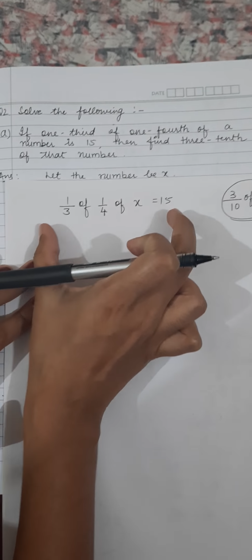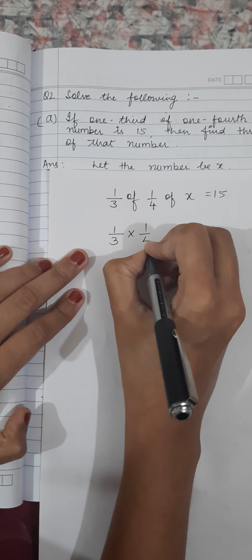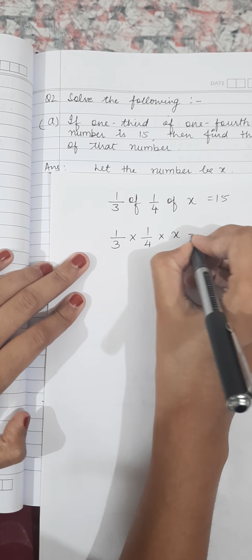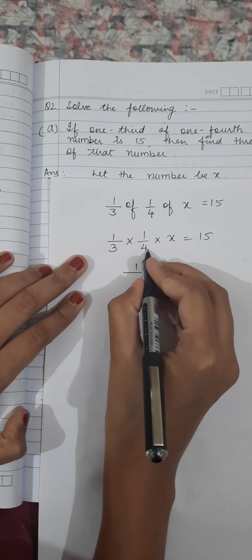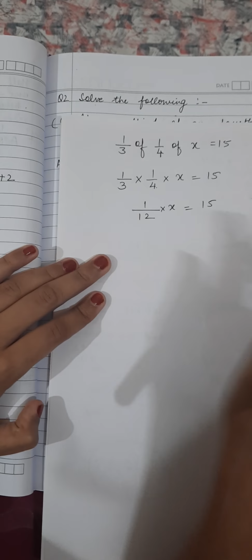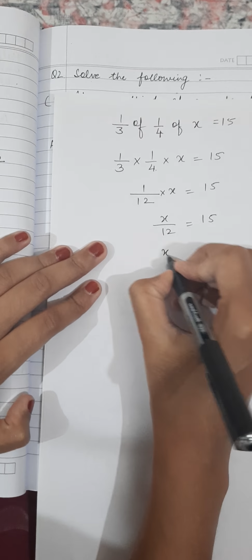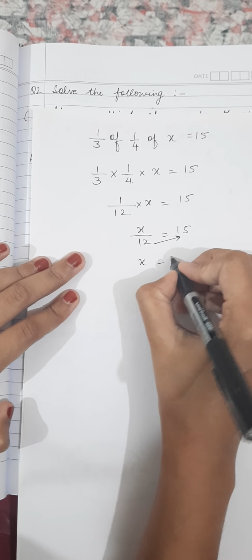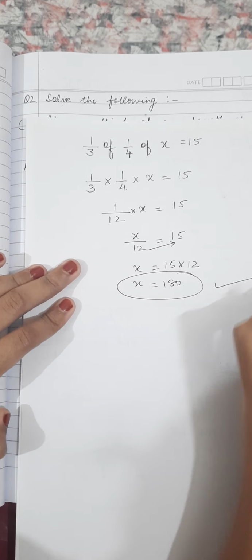Now firstly let us solve here. 1/3 of means multiply. 1/4 of means multiply. x is equal to 15. Now 1 into 1, 1. 3 into 4, 12. Into x is equal to 15. So this becomes x upon 12 is equal to 15. So from here 12 will go to the other side, and this will be 15 into 12, and x is equal to 180. So this is your value of x.